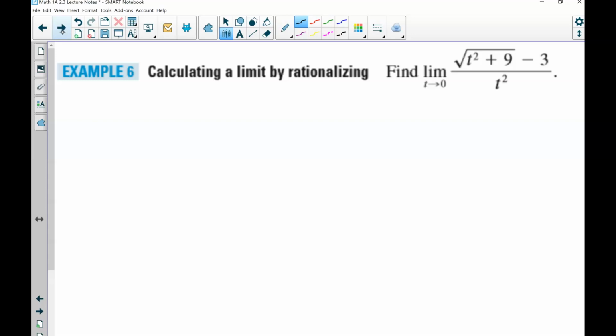Now, we can also calculate a limit by rationalizing.